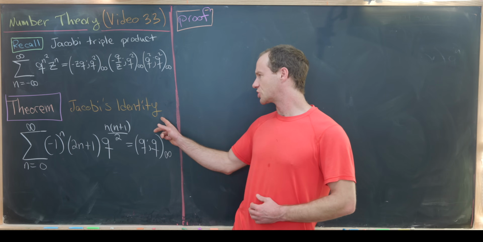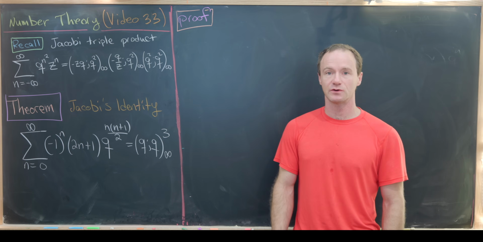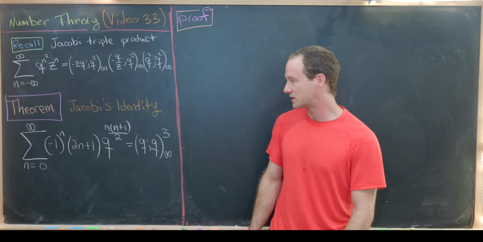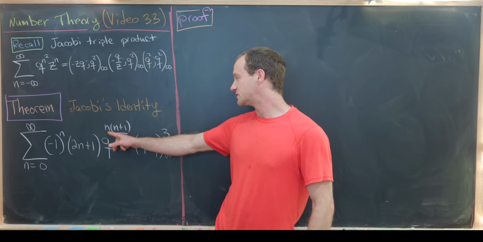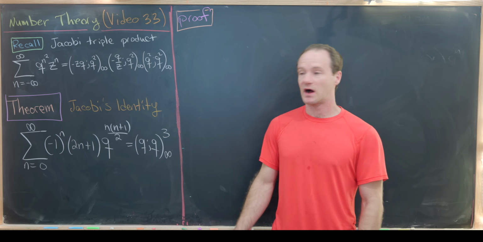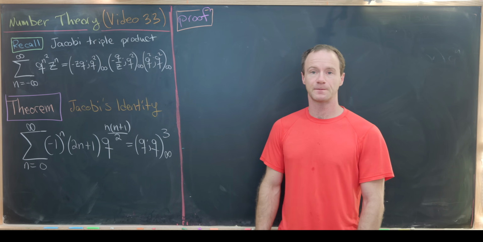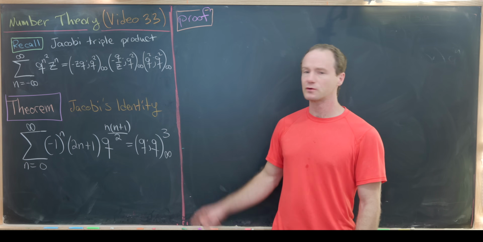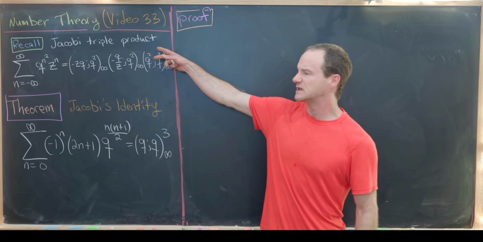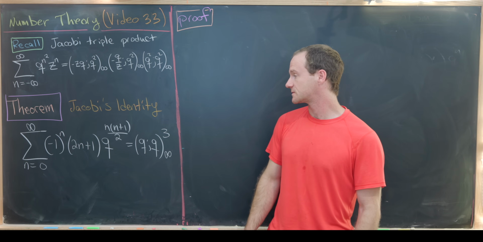Okay, so let's look at Jacobi's identity. So that's the sum as n goes from 0 to infinity of (-1)^n (2n+1) q^((n² + n)/2) is equal to this Pochhammer symbol (q;q)∞ cubed. Okay, so let's jump into the proof of this, and you'll see that the proof of this, along with this thing that we did in the last video, will be used to prove that Ramanujan congruence.